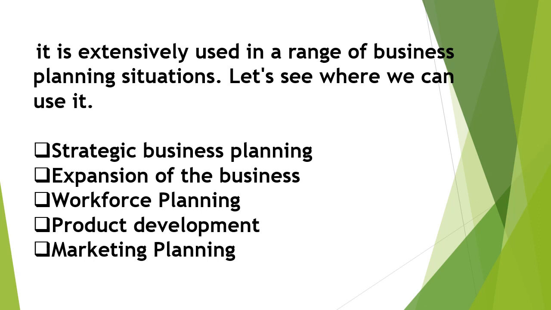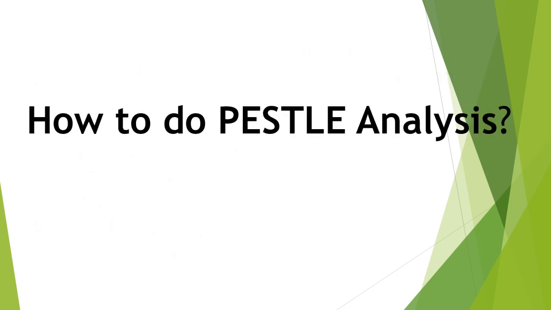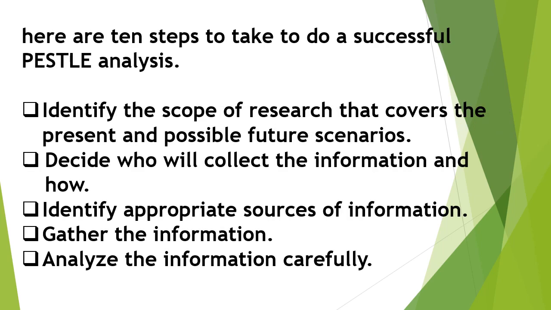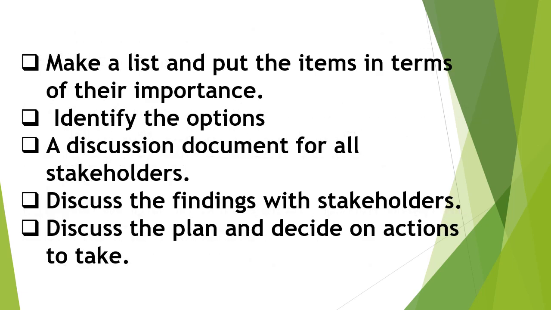Then comes the question of how to do the analysis. Just six elements are there that you already know, but how to do PESTLE analysis? Here are the steps. Firstly, you need to identify the area: what you are trying to investigate, what you actually want to know, what it was previously and what the future can hold. Then secondly, you have to figure out how to collect the information, and from which sources. Then you have to identify the right and authentic sources. After that, you start gathering the information, and once you have it, analyze it.